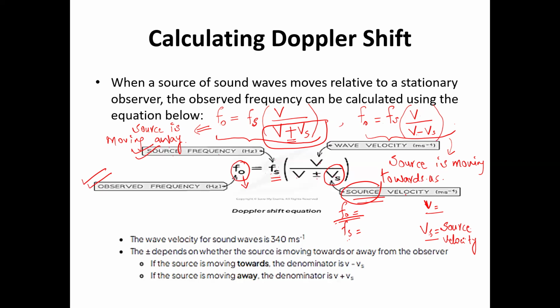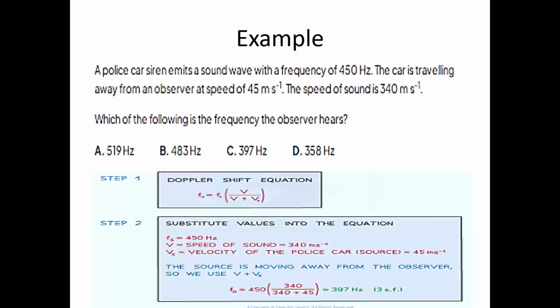Yes, can anyone tell me what is the scenario when we are using the V plus Vs formula? When the source is moving away. V plus Vs is used when the source is moving away, and V minus Vs is used when the source is moving towards you. Okay, children? Let's apply this formula to different examples and questions.